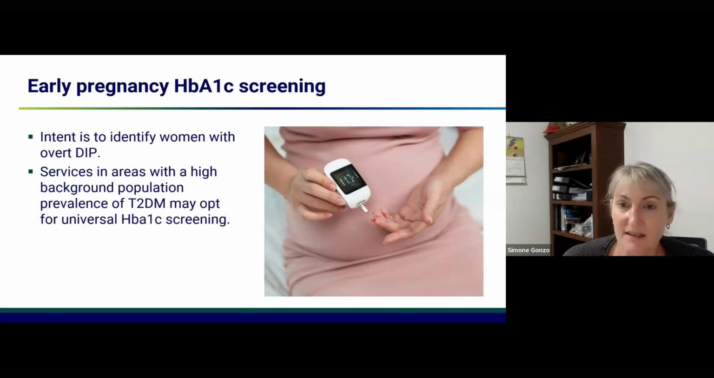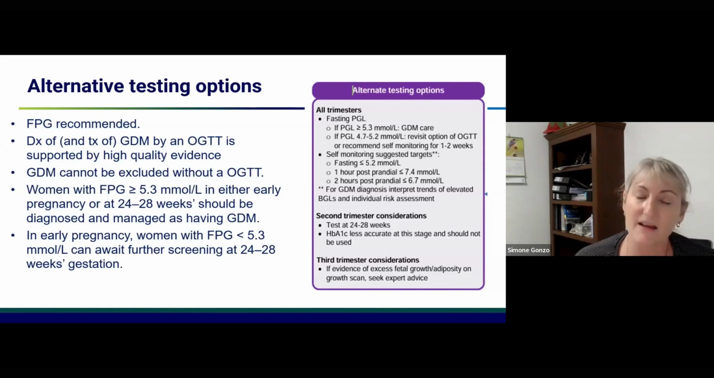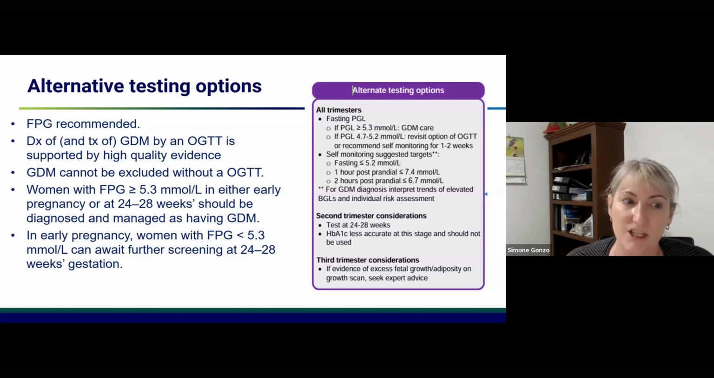So with patients that are unable to do a glucose tolerance test, if it's difficult, if they choose not to do it, or some may not be able to tolerate it, the fasting plasma glucose is recommended. It's important to point out to patients that the diagnosis and treatment of gestational diabetes is supported by high quality evidence to have an oral glucose tolerance test, our 2-hour test. You can't exclude GDM without an OGTT. So we need to do that challenge test to exclude GDM.